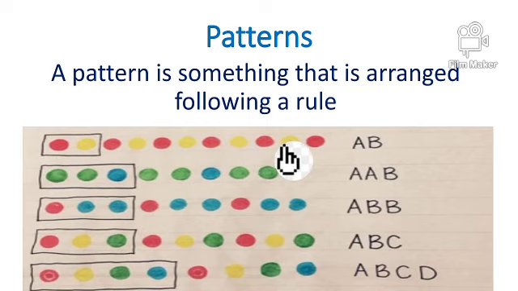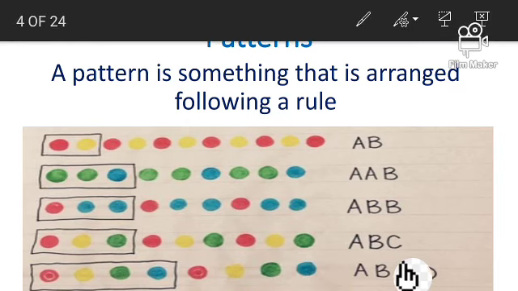So how are they formed? Here red color followed by yellow color. Again red color followed by yellow color. This is an AB pattern. Here two green colors followed by a blue color. This is an AAB pattern. Here one red color followed by two blue colors. This is an ABB pattern. Likewise red, yellow, green, blue. Red, yellow, green, blue. This is an ABCD pattern.